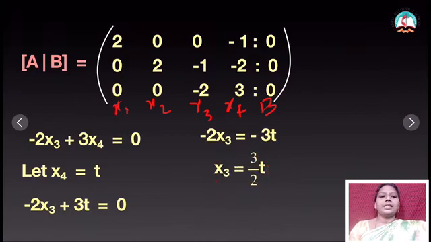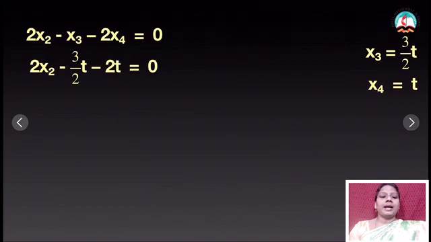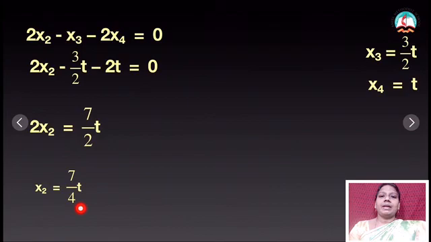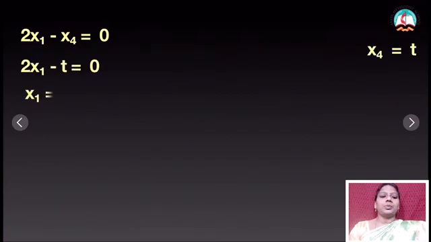Now, I am taking the second one. Then, this is an equation. But what is the value of x3 and x4? Already we got it. So, if I am substituting that, then I am getting x2 value is equal to 7 by 4 into t. Now I am going to take the first equation. So if I am taking the first equation, I need the value of x4. So if I substituted, then I am getting x1 is equal to 1 by 2 into t.